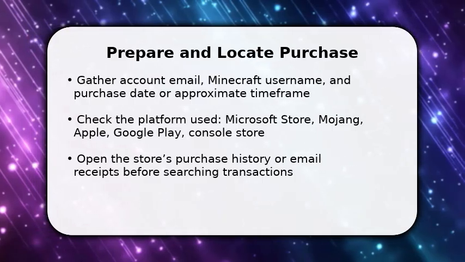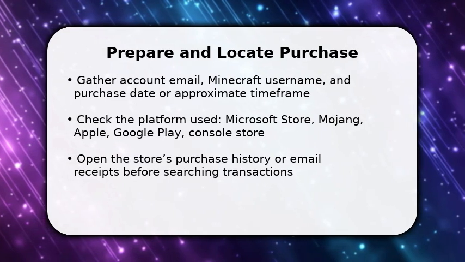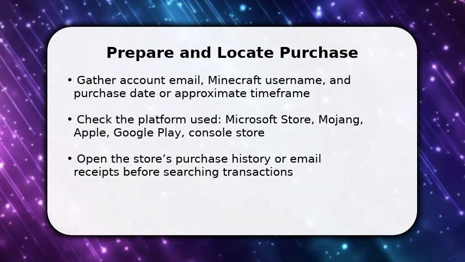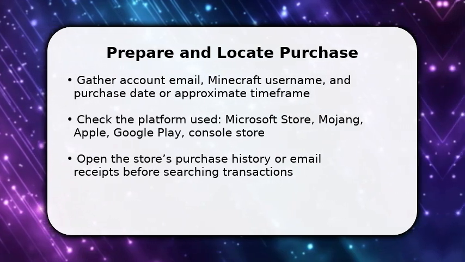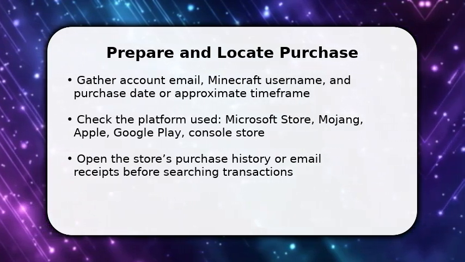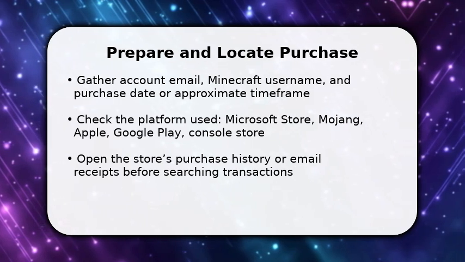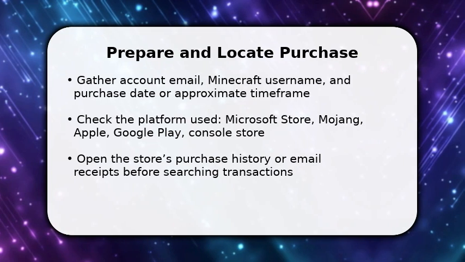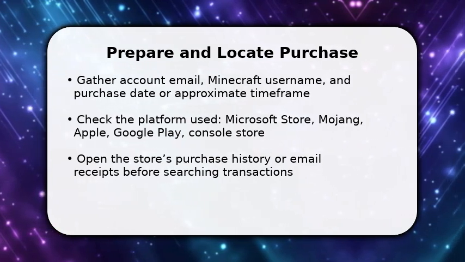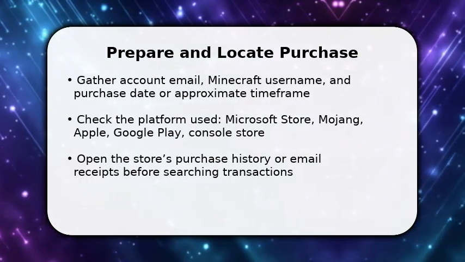You start by confirming account details and the platform you bought Minecraft from. This matters because transaction IDs live in the platform's records. Once you have your email and approximate purchase date, sign into that store account and open order history or receipts. Make sure to check linked email inboxes for order confirmations. Those often include partial IDs.